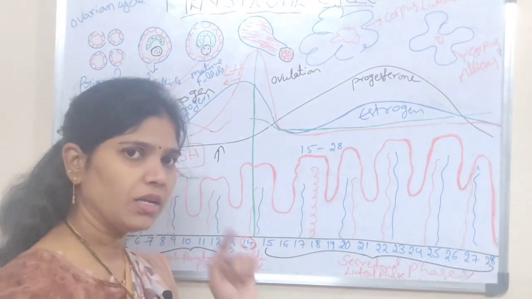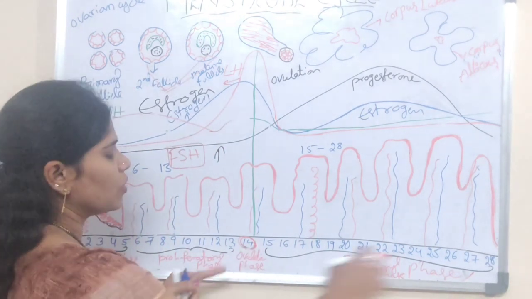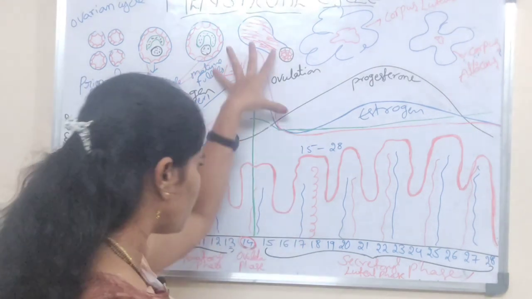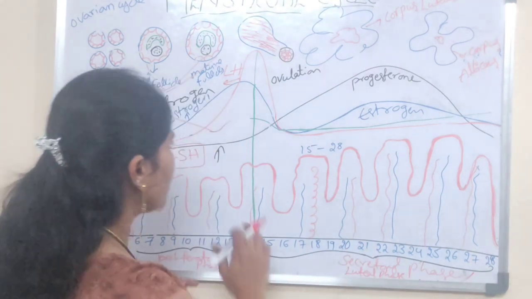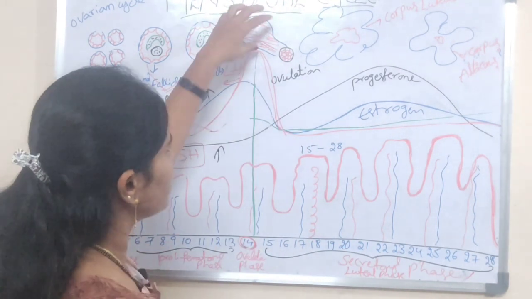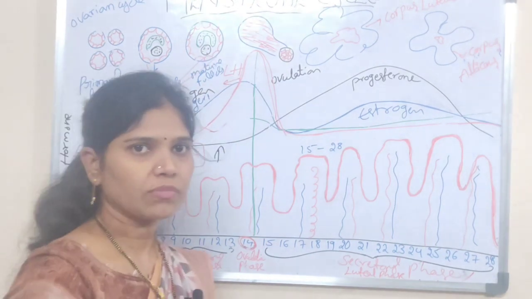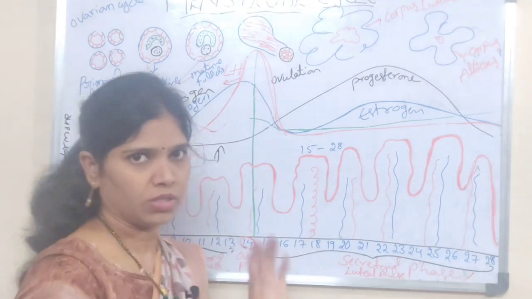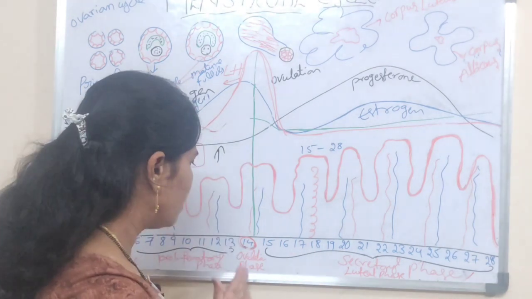Before the 14th day, the FSH level is high, and from the 14th day to 28 days there is a high secretion of the luteinizing hormone. Mostly on the 14th day you have to see the high secretion of LH. With the help of this luteinizing hormone, the egg is released from the ovary. The cavity ruptures and the matured egg comes out, ready for fertilization. That happens in ovulation.